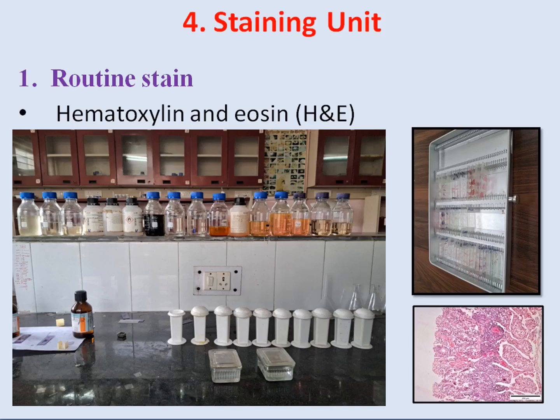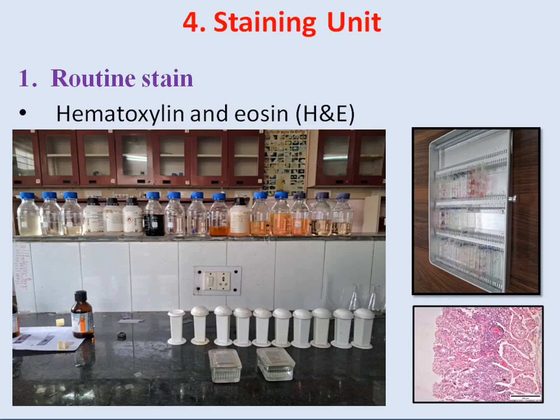Then we have to use 1% acid alcohol to remove the extra hematoxylin. Then to neutralize this acid, we have to use ammonia water. All these things we can do for one minute or a quick dip. After that we wash and apply the second stain, that is eosin, which will stain the cytoplasm.